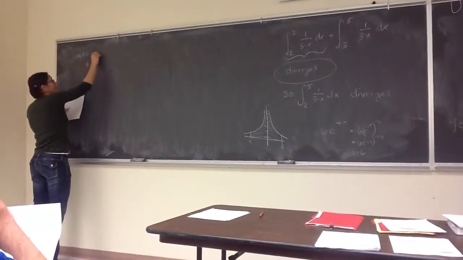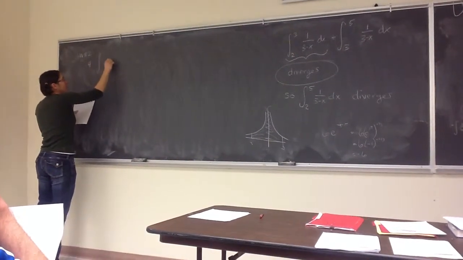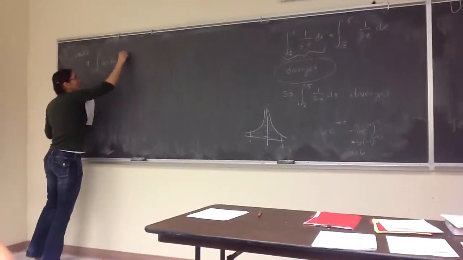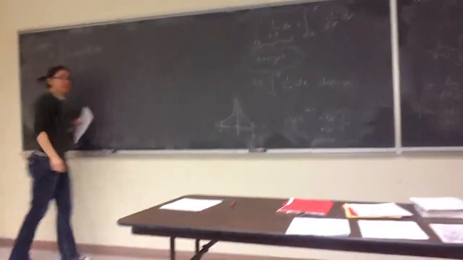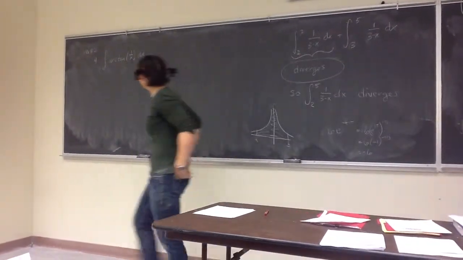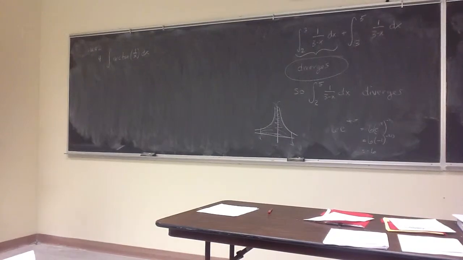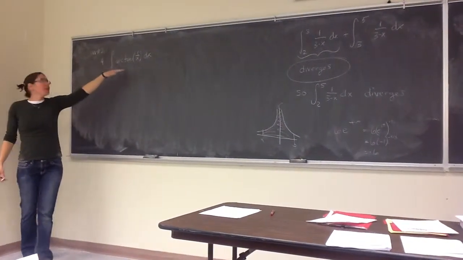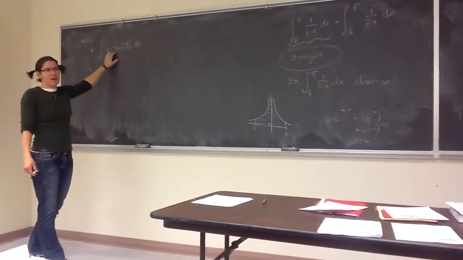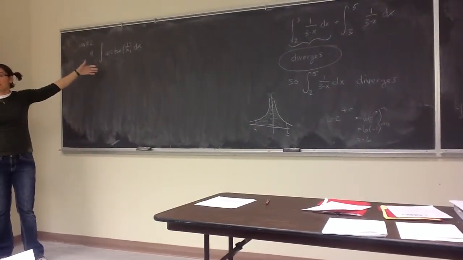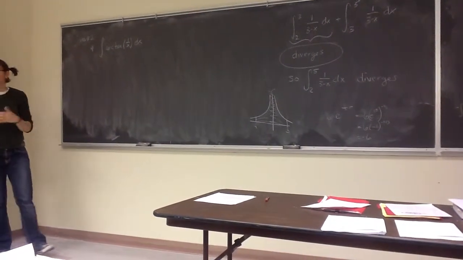Question 4, the integral is the integral of arctan of 1 over x dx. Okay, so this indefinite integral, when I look at this, I see this arctangent in here, and we know nothing about the antiderivative of arctangent. So really the only tool that we have is to work with integration by parts.